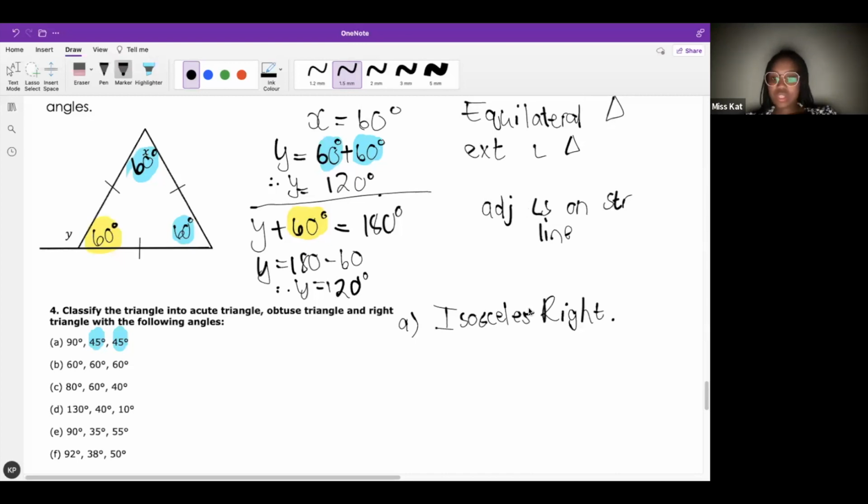Fato says acute equilateral, and I love that. B is an acute equilateral. All angles are equal. Okay, C.